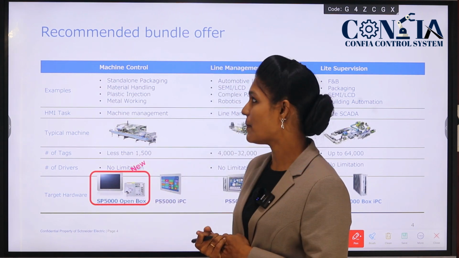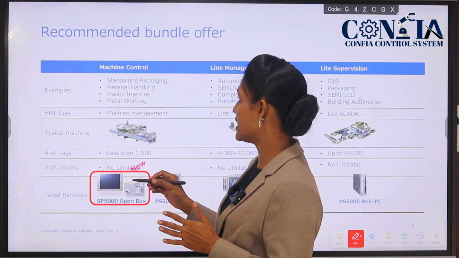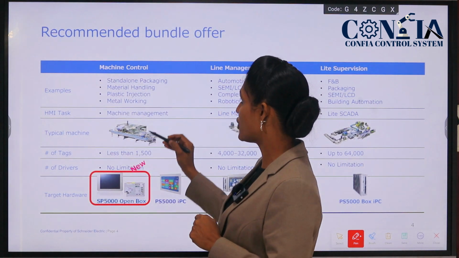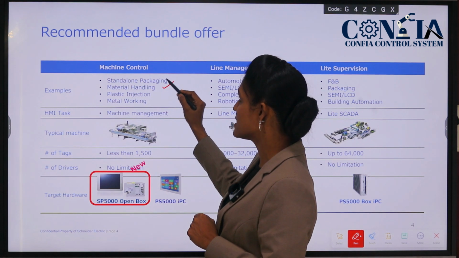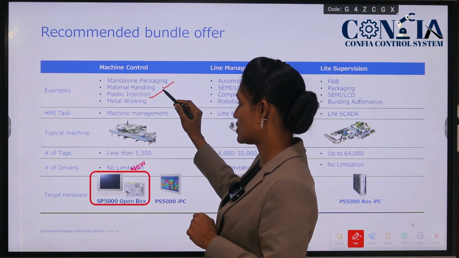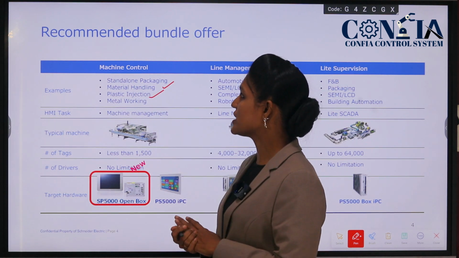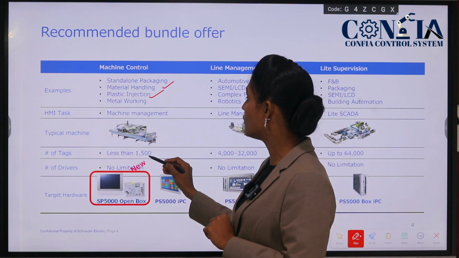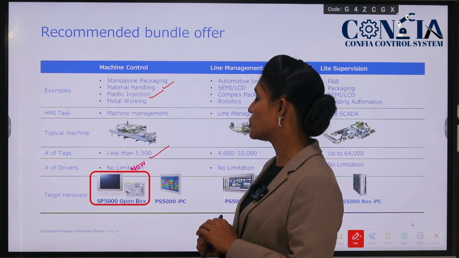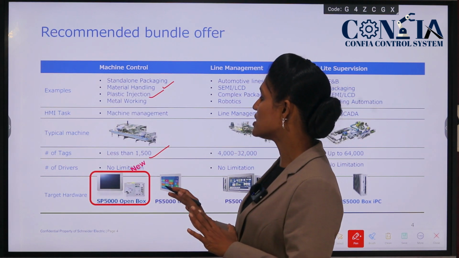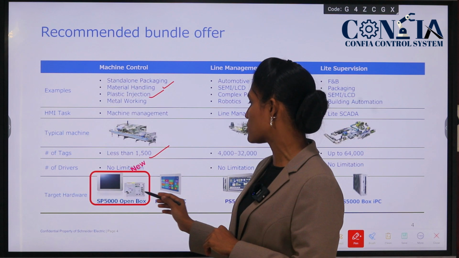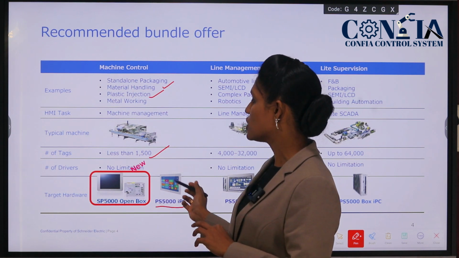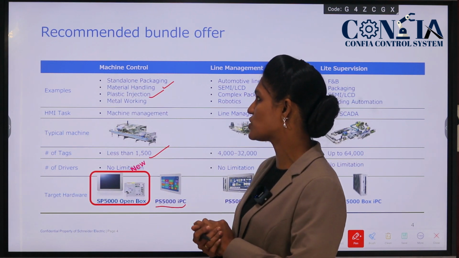The first one is machine control. If your application is a single machine, for example material handling, standalone packaging, plastic injection or metalworking, you can select this type of bundle. In this you have fewer than 1500 tags to connect with the devices, and for this you can use the SP5000 OpenBox or PC5000 IPC. This has no limitation of drivers.